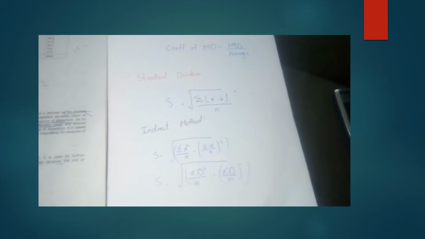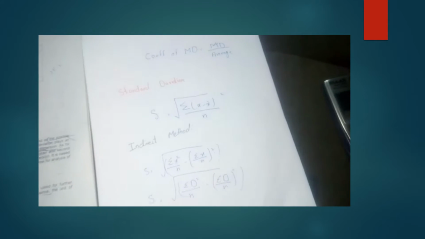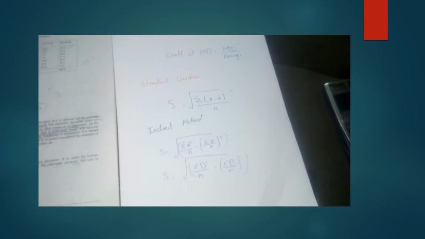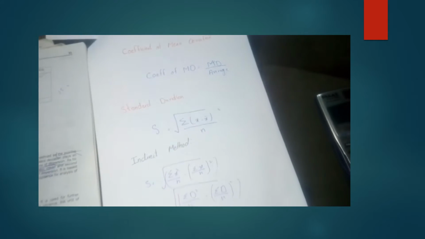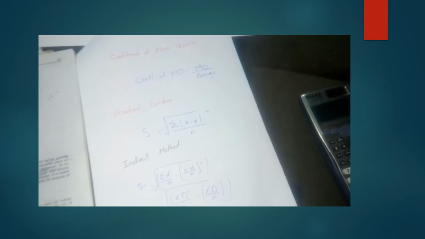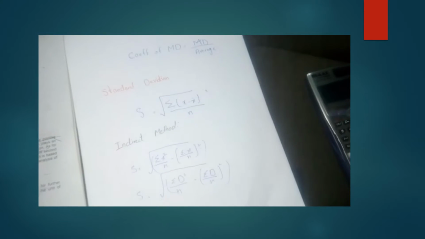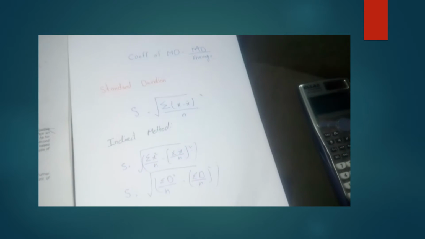Standard deviation is a measure of the variation in data, and standard deviation is the positive square root of the mean of squared deviations taken from the arithmetic mean. It is the most important statistical tool used in the analysis of medical data. Here is the formula of standard deviation for grouped and ungrouped data.